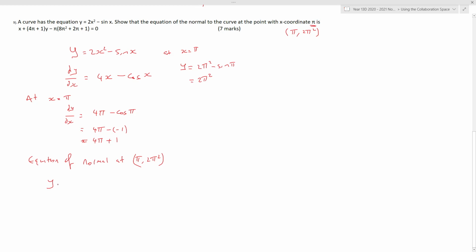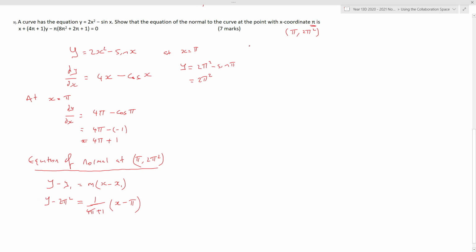So we've got our formula, y minus y1 is equal to the gradient of the normal, m, times x minus x1. So if we put in what we know, we've got y minus y1, 2 pi squared, is equal to, now the gradient of the normal is going to be the negative reciprocal of that, so it's going to be 1 over 4 pi plus 1 times x minus x1, which is pi. And all we've got to do now is simplify that.